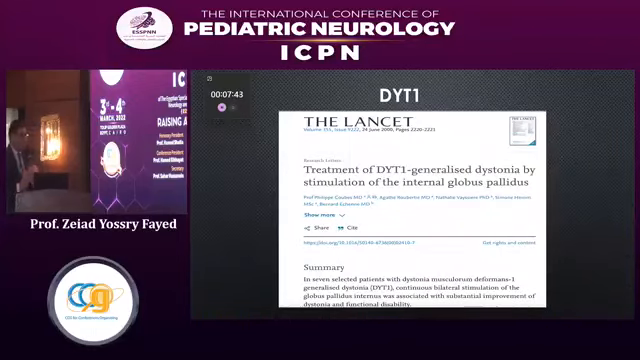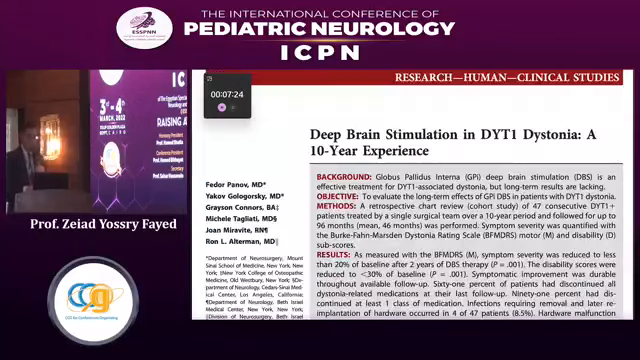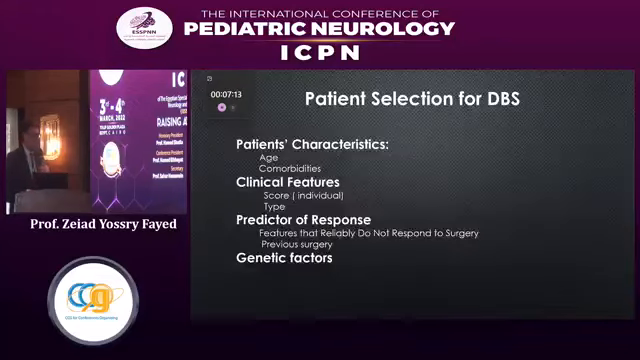Scientists were also interested in describing the effect of deep brain stimulation in specific genetic forms of dystonia like DYT1. In this study, the authors described the effect of DBS in 7 patients with DYT1 dystonia, and there were significant improvements in all of those patients. Even longer term studies, up to 10 years, show sustained benefit of the response after 10 years of doing the surgery.